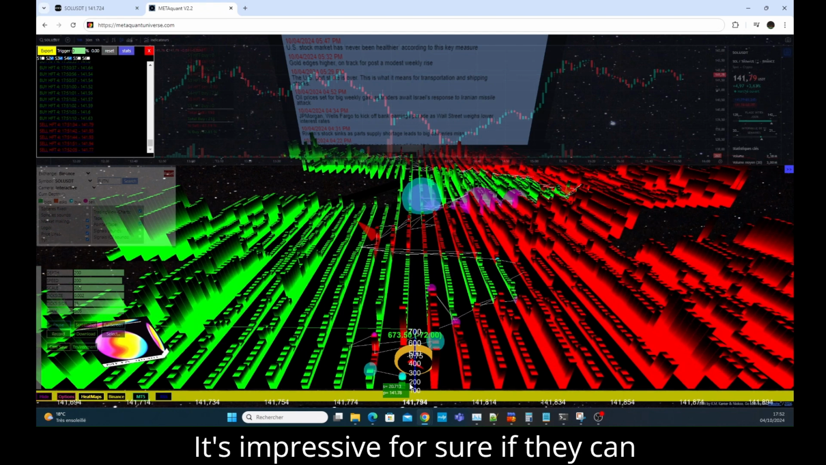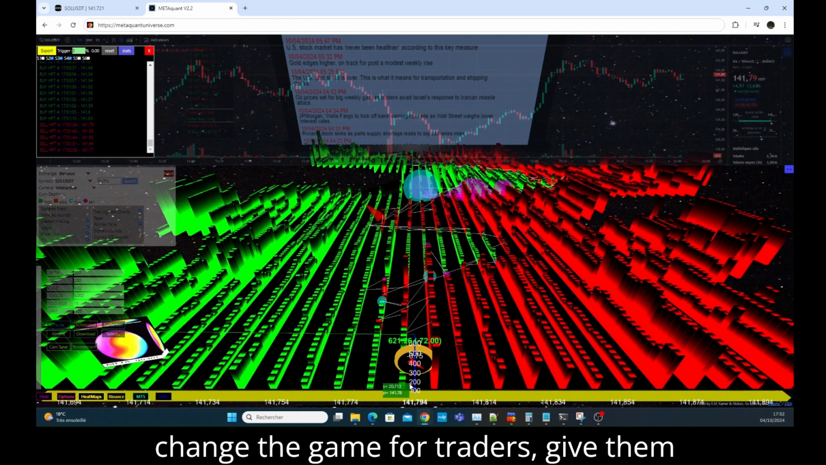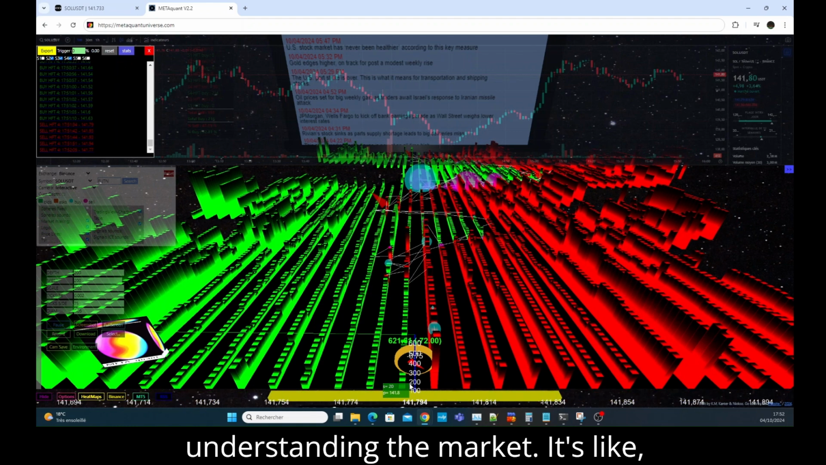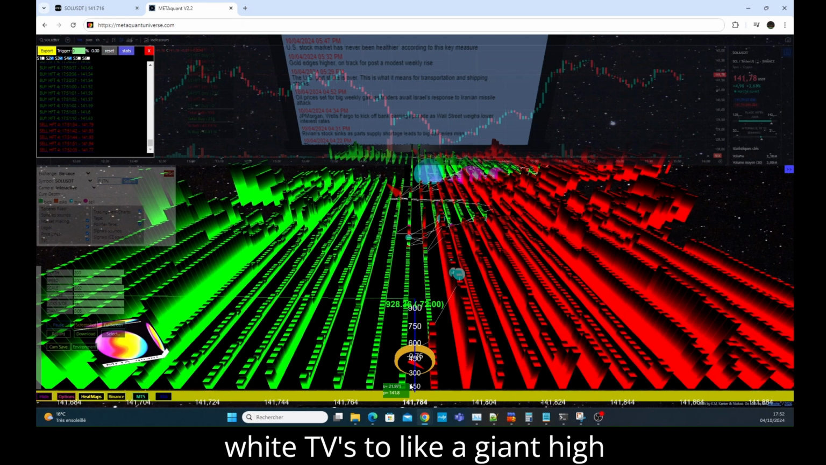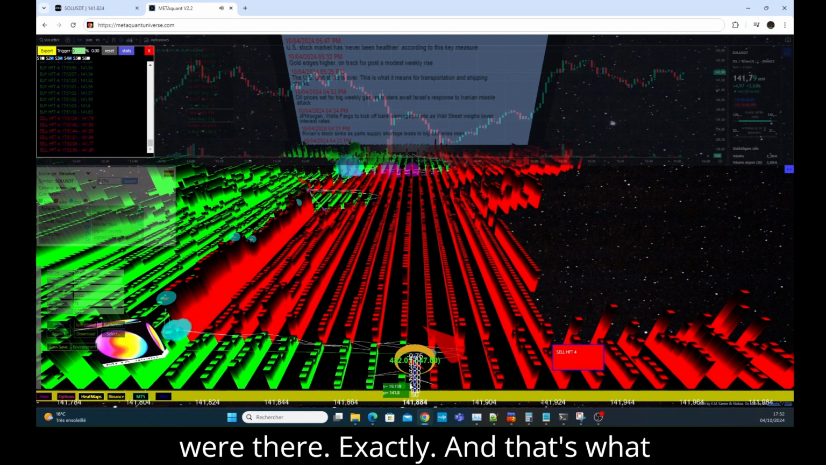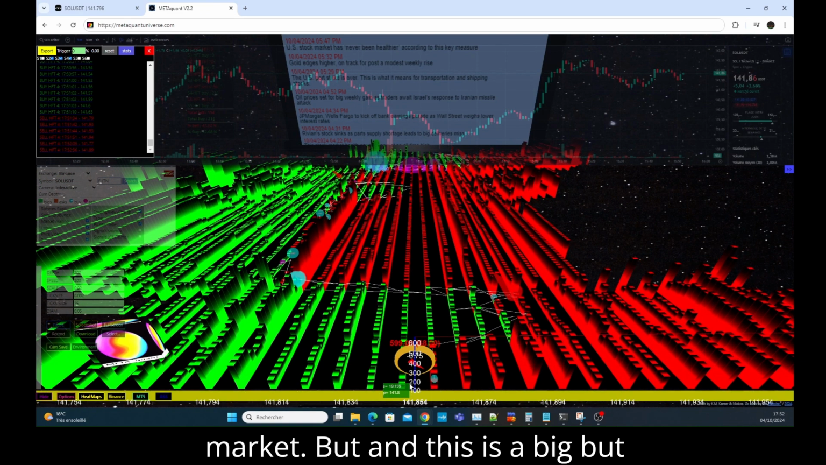It's impressive for sure if they can actually pull it off. Right, because if it works the way they claim, it could really change the game for traders, give them this whole new way of seeing and understanding the market. It's like, imagine going from those old black and white TVs to a giant high definition flat screen. Right. Suddenly you're seeing details you never even knew were there. Exactly. And that's what MetaQuant is promising, but for the stock market.